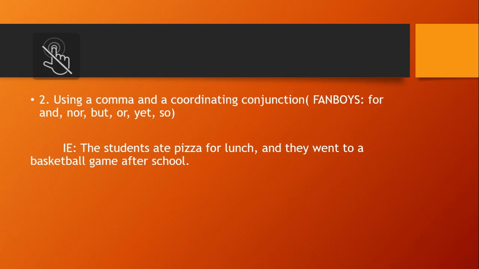The second way to correct a fused sentence is by using a comma and a coordinating conjunction. Coordinating conjunctions can be for, and, nor, but, yet, or so. In our example, the students ate pizza for lunch, comma, and they went to a basketball game after school. Notice that we've used our comma before our coordinating conjunction. Rule number two, use a comma and a coordinating conjunction.